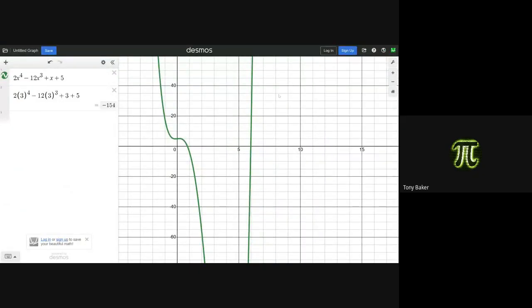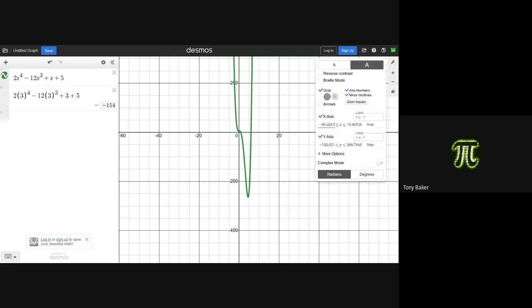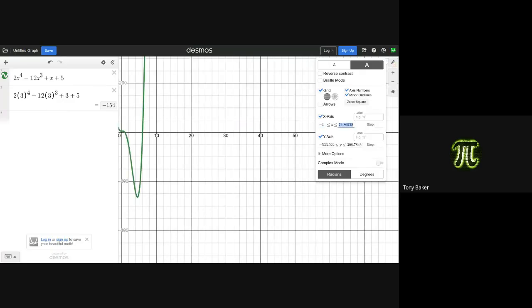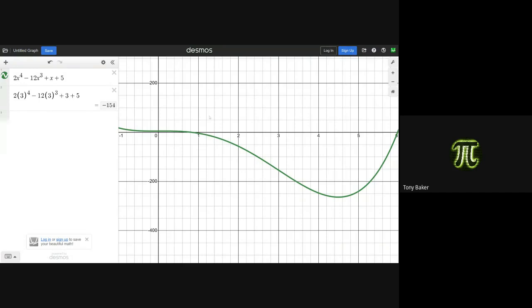So one of the things that you should get better at: notice how this graph really dives down like that. You can change your values here. We really don't care much past -1, say 6. So we can just look at those, and it takes care of that whole big dip. So there's that. So at 0.5, it's got that change there, and the other point was at 3 and -154.